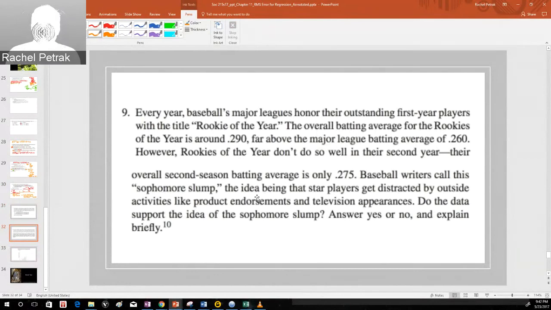But does the data say that? I mean, do the data support the idea of the sophomore slump? Not really, because based on our knowledge of data, we would expect that this is just due to the regression effect.